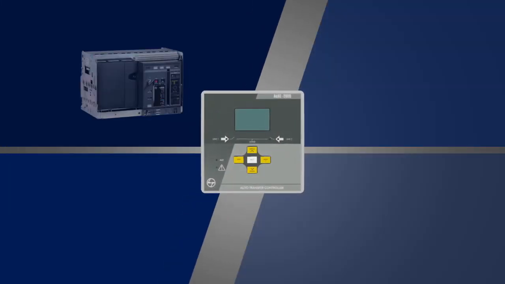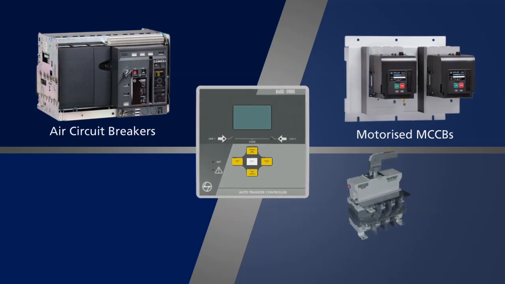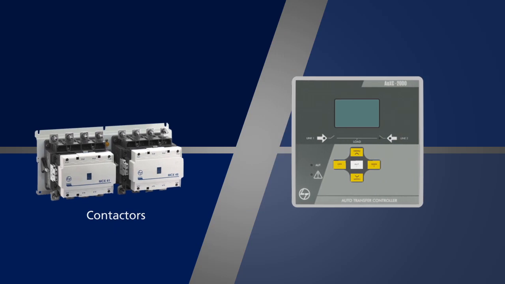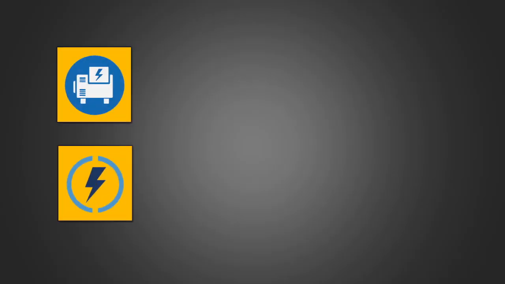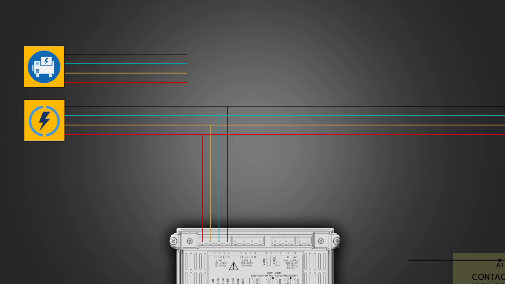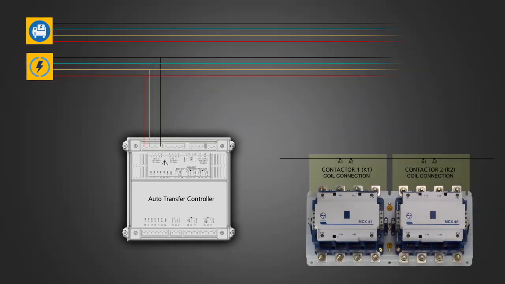Let us see the connection and programming for AUXC2000 Auto Transfer Controller or ATC with contactors. These are the two power supply sources. Line 1 is coming from utility and is also the priority line. Line 2 is the backup supply coming from the generator.